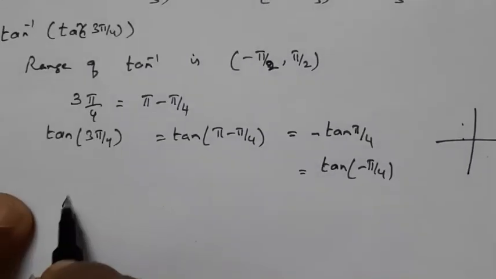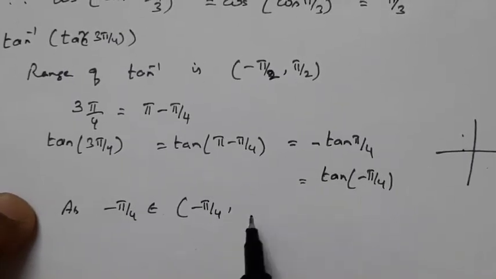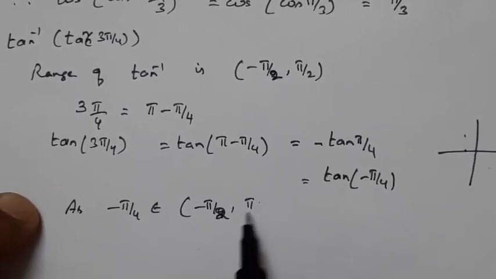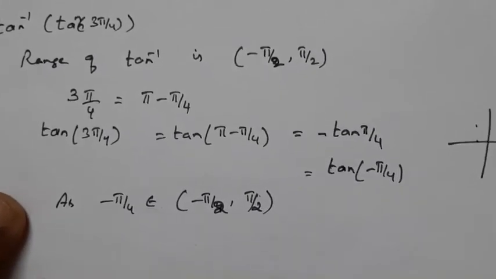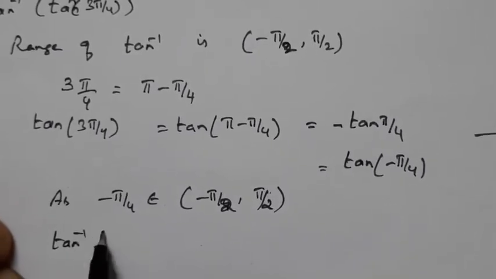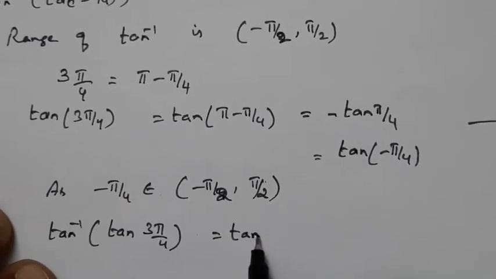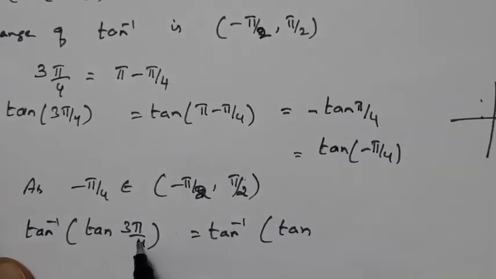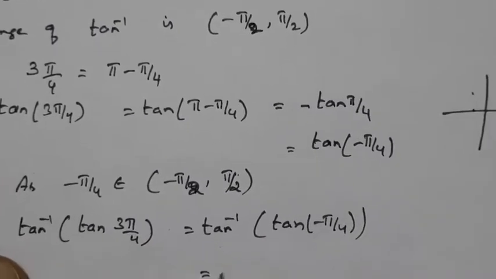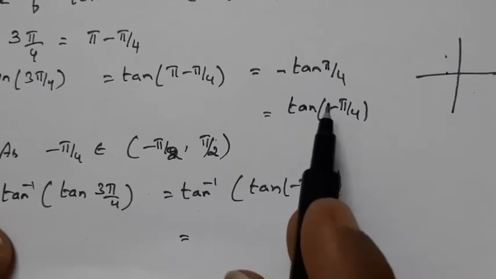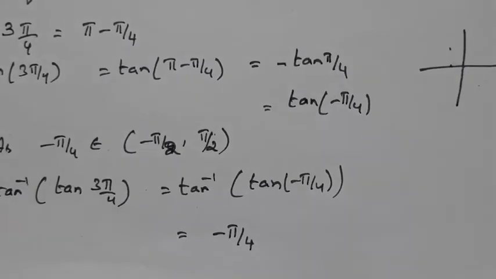So as minus pi by 4 belongs to the required principal domain, the open interval minus pi by 2 to pi by 2, we have tan inverse of tan 3 pi by 4 equal to tan inverse of tan, where instead of 3 pi by 4 we replace it with minus pi by 4, right? Now we can apply the identity. Therefore tan inverse of tan theta, where theta belongs to the required principal domain, will be equal to minus pi by 4.